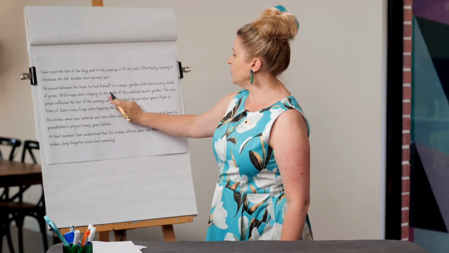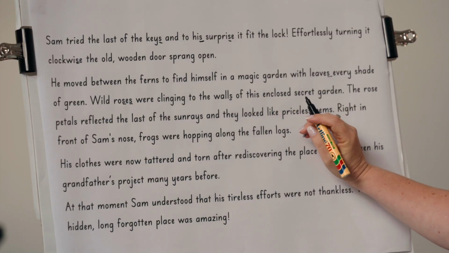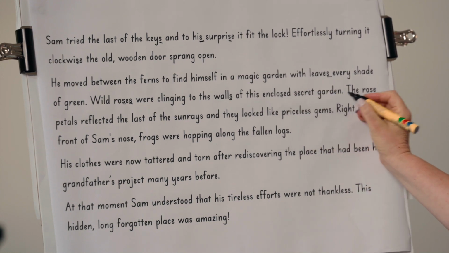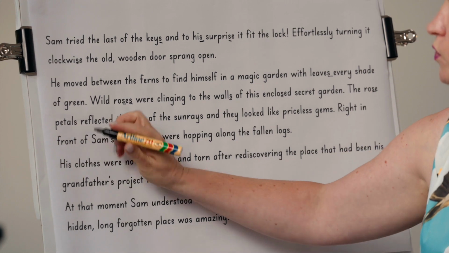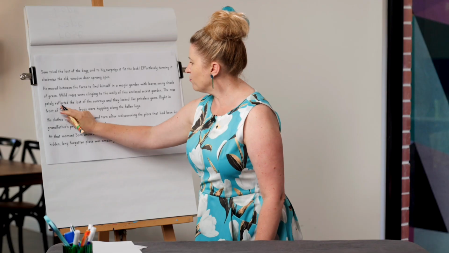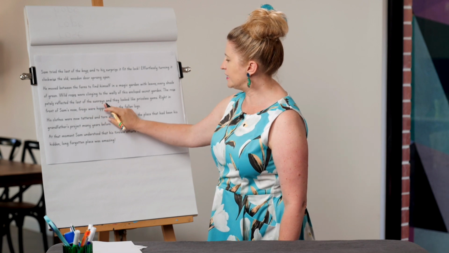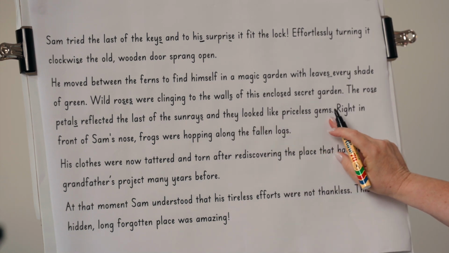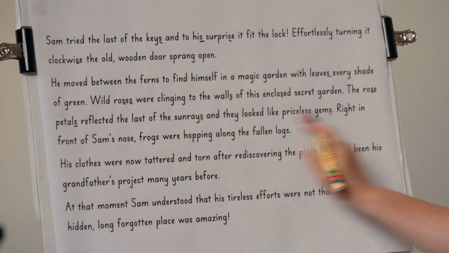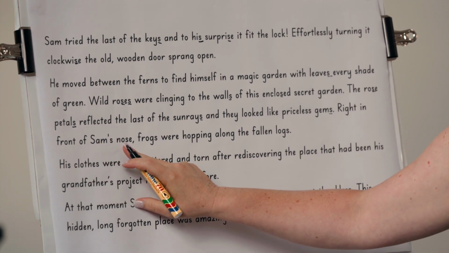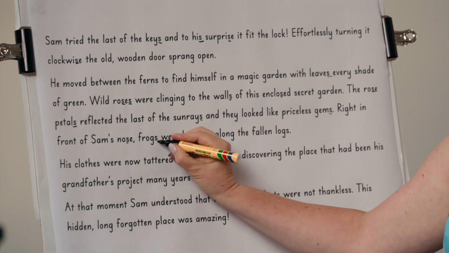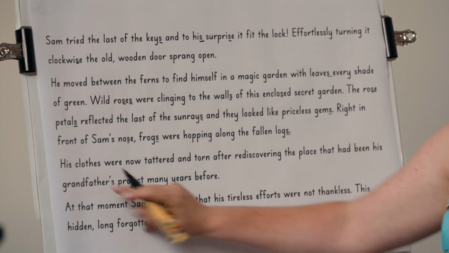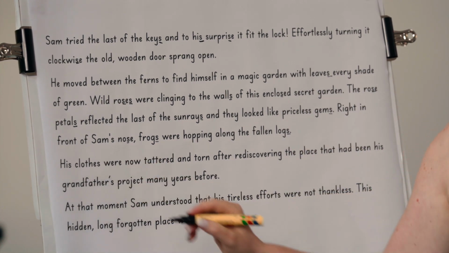Roses were clinging to the walls of this, oh, don't get tricked, that one's not, enclosed, oh, this is enclosed, secret garden. The rose petals, oh, there's a lot of them in here, reflected the last of the sun's rays. Oh, there it is again at the end. And they looked like priceless gems. Right in front of Sam's nose, oh, there's one. Frogs were hopping along the fallen logs. Oh, there's another one.